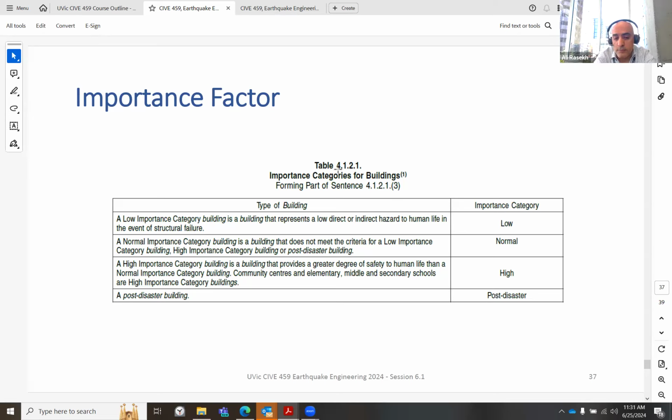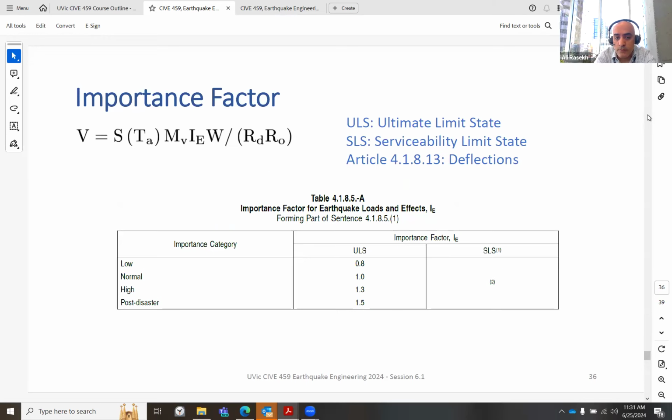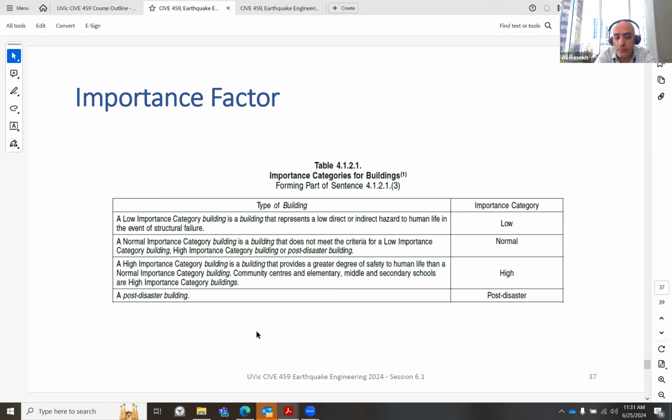And remember that we said this section 4 is about loading, so it's important to us as structural engineers. Everything in 4.1.8 is earthquake, which is important in this current course of yours. But this is 4.1.2, which teaches some general notes and concepts, such as the importance factor.